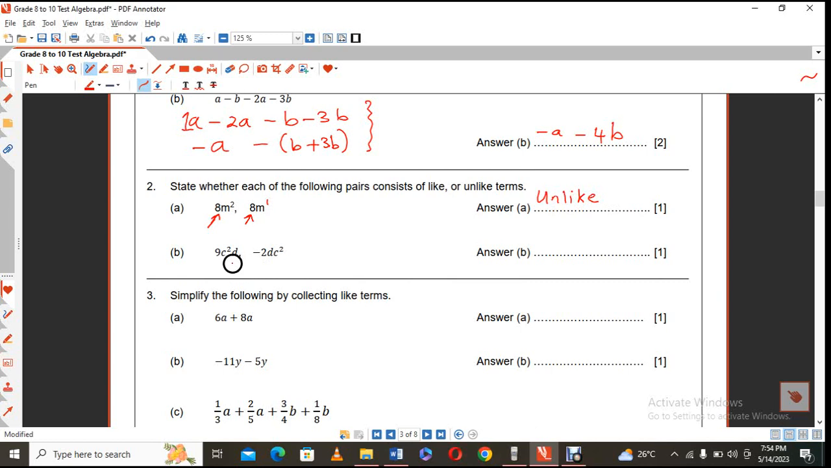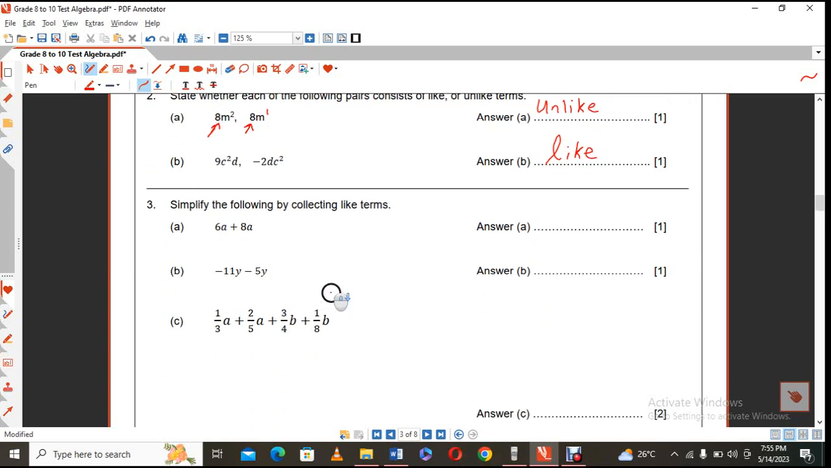When you look at what you have over here, the variable c has a square on it, the same as on this side here, and the d is raised to the power of 1. Although this one is not written alphabetically, they are still like terms. So like terms do not necessarily have to be written alphabetically. Same variable raised to the same power, and the coefficients don't play an important role there. Only when we are adding or subtracting.